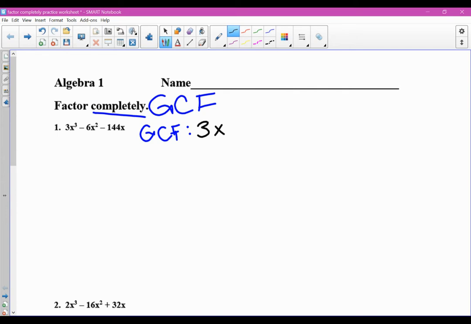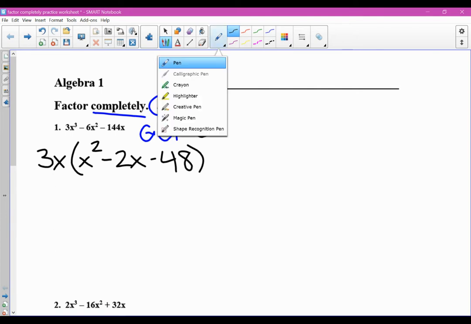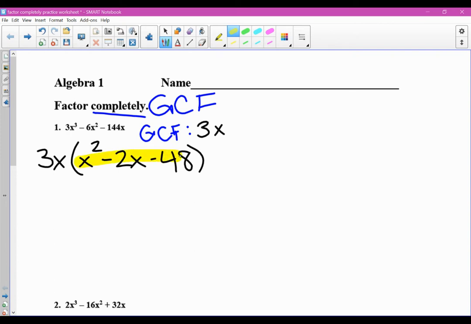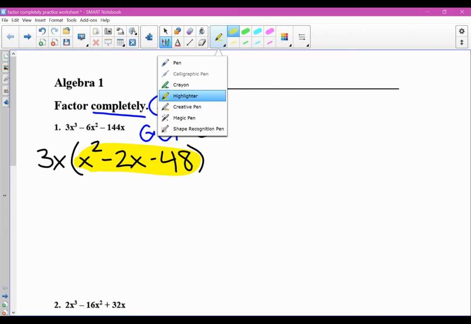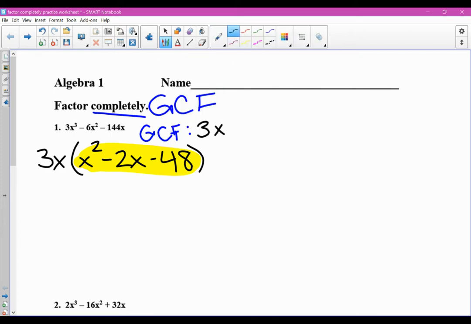So what that means is I can factor out a 3x from each of the terms in that original expression. And left over we have x squared minus 2x minus 48. So what we are going to do now is focus just on this part inside the parentheses, and we are going to factor that piece separately.